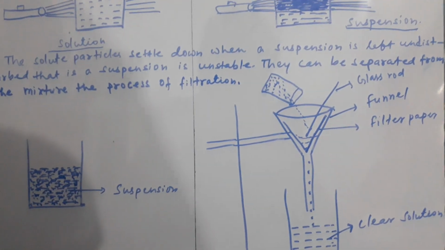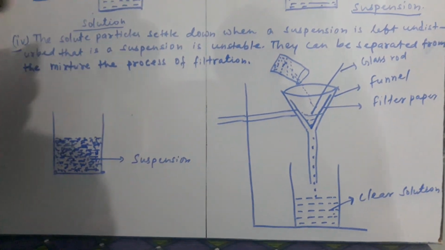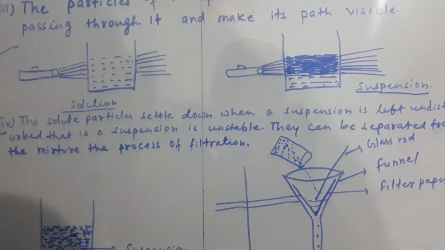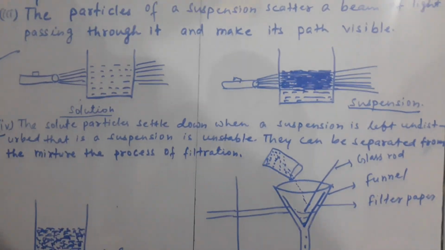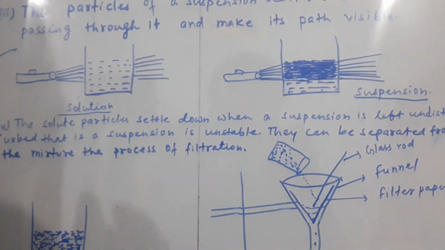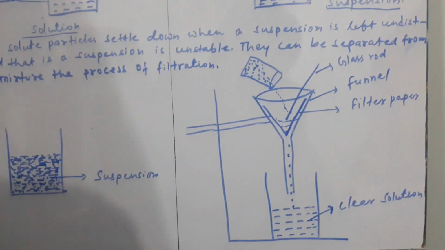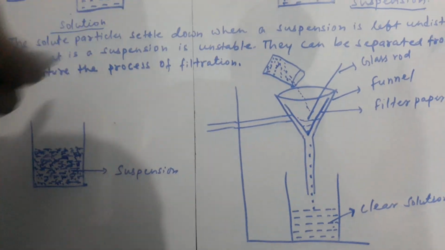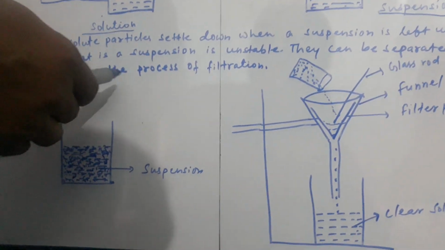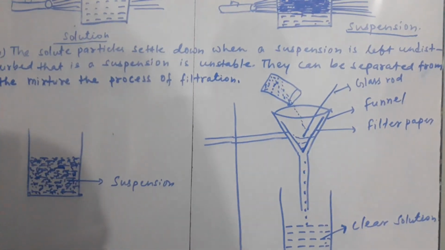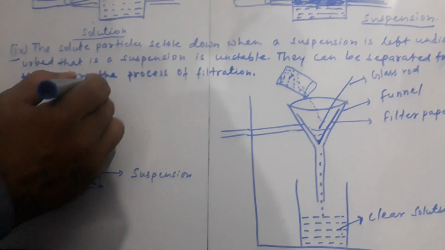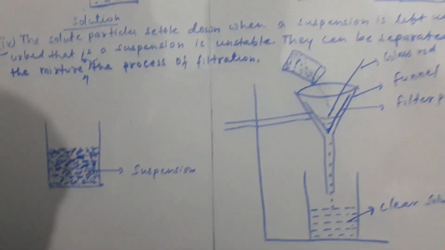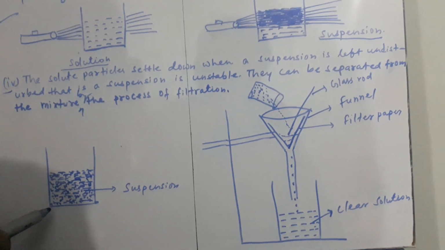The activities regarding stability and the scattering of light, these two activities we have already discussed in the previous session of the previous class. So that's why I'm not showing the same activity again. Suspension is unstable and the particles can be separated from the mixture by the process of filtration. See, I have shown you this by this diagram.